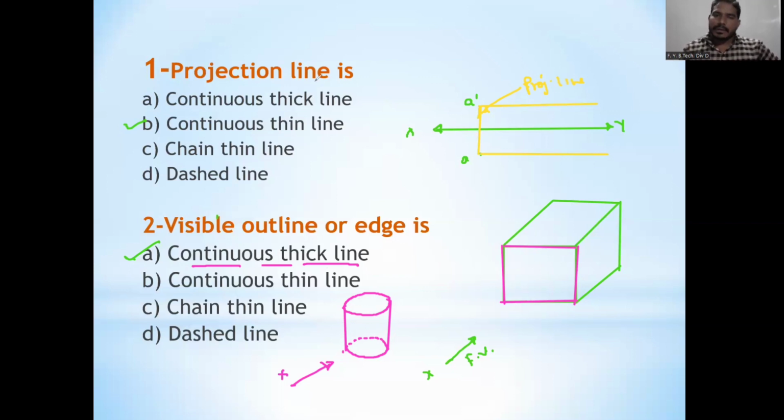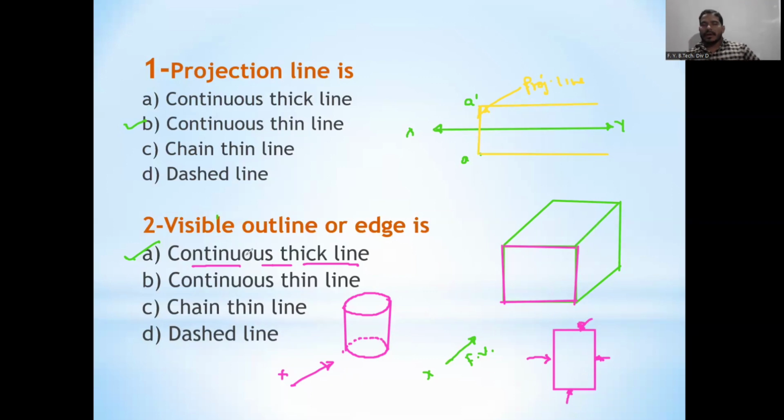Because if you observe from this side, in the case of the cylinder, you will get a rectangle as a front view. Means if you observe from this side, you may get a rectangle like this. Whatever these edges are, this one or this one, the thick lines I have drawn here indicate the outline of this object.